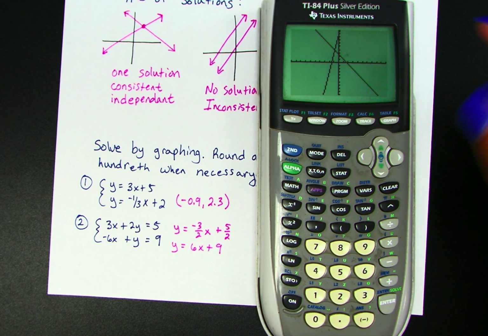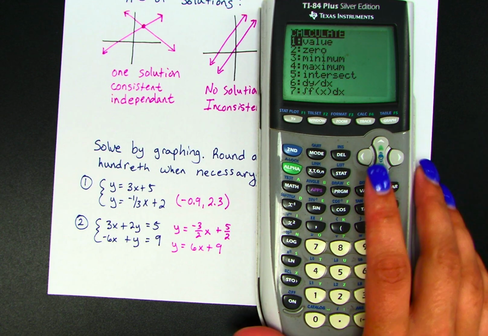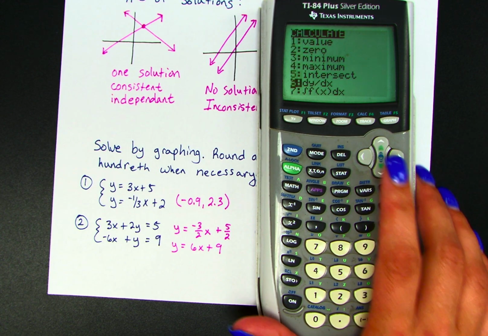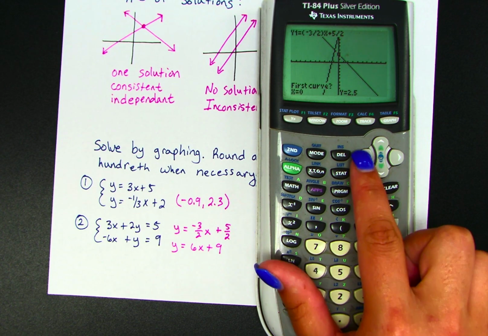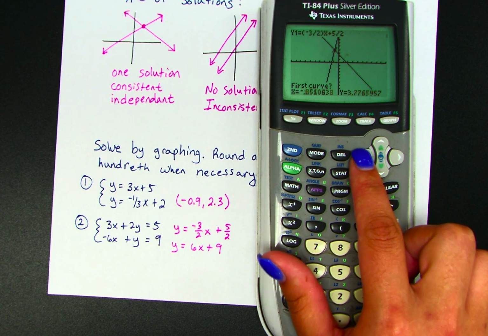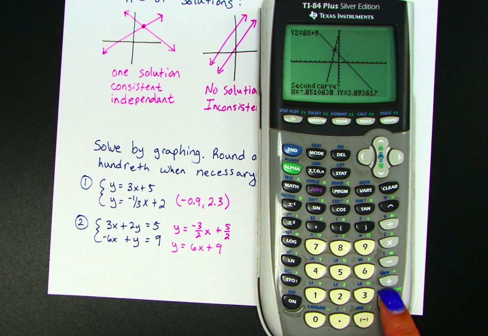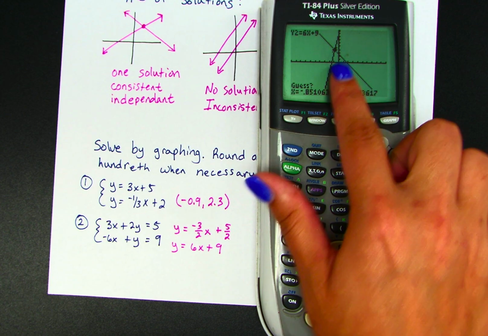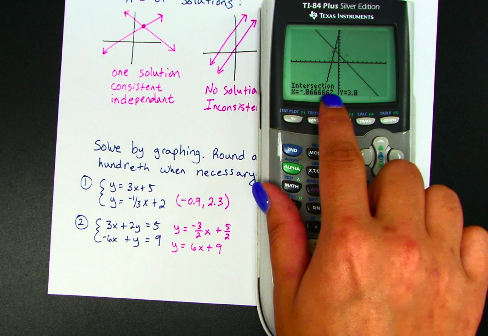Okay. All right, so again, we have that one intersection point here. So to calculate that, we're going to do second, trace, and then down to number 5 where it says intersect. And then I'm using my left and right arrow keys to move it closer to where those lines are meeting. So anywhere in this area is fine. And then we press enter. And then my cursor stayed there, so I'm just going to press enter again. And then I press enter one more time when it says guess. So I know I'm done when I see the word intersection here.